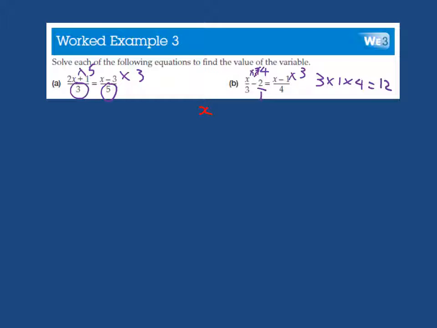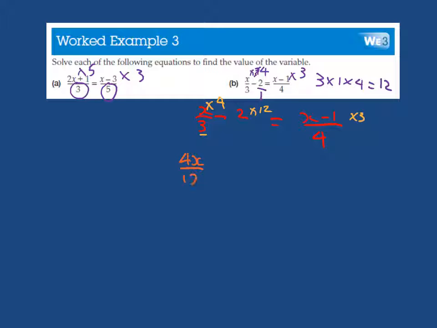I'm going to have x over 3 minus 2 equals x minus 1 over 4. Now what I'm going to do is multiply this one by 4, because 4 times 3 is going to give me 12. This one I'm going to times by 12 to give me a fraction of 12. And this one I'm going to times by 3. What does all that mean? Let me show you.